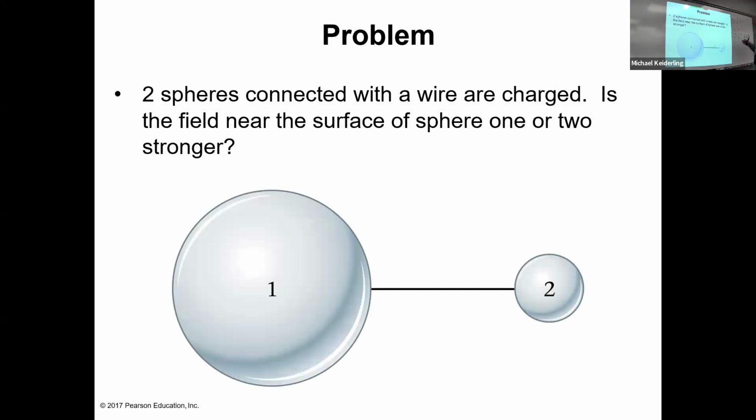And here I have two spheres connected with a wire. They are charged. So would you expect the field near the surface of sphere 1 or sphere 2 to be the strongest? Yeah, that's part of it. It's actually because it's more sharply curved. But it's a similar principle.